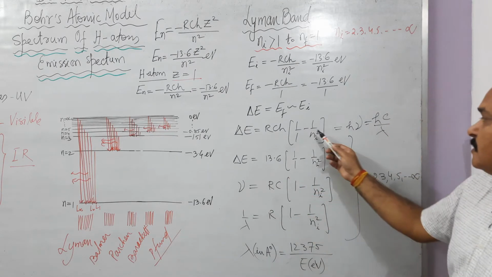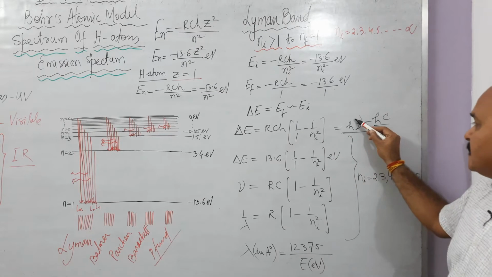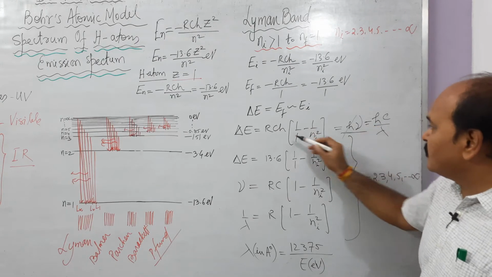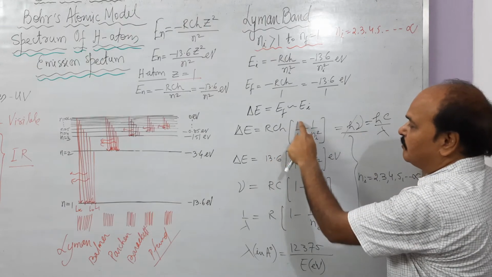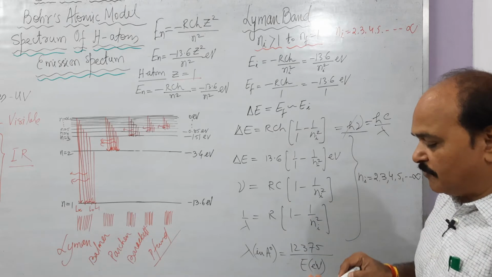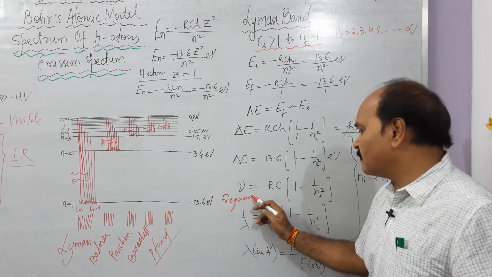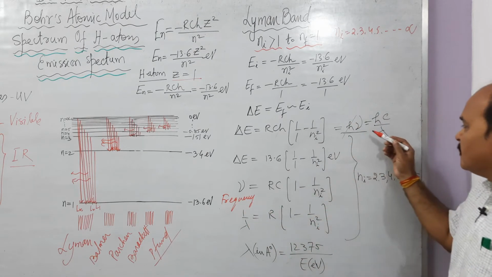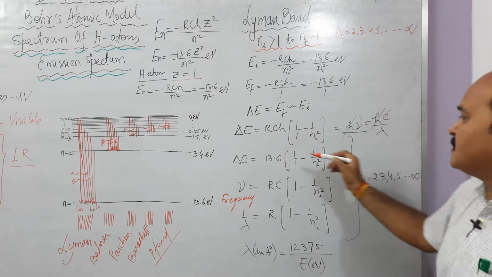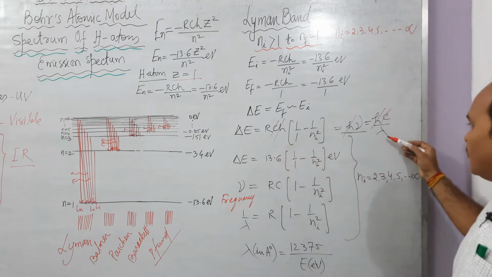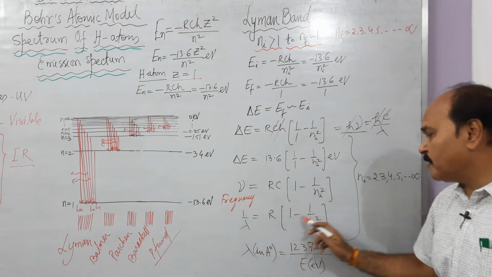And we know this energy can be written as h nu. So this h cancels out, and we are left with the expression of frequency. Frequency is RC times 1 minus 1 upon ni square. This is the expression of frequency of a Lyman photon. And if we write energy as hc upon lambda, this h and c cancel out, and we get 1 upon lambda is R times 1 minus 1 upon ni square.